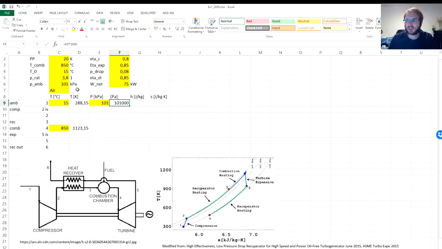Now, what can we do next? We have the pressure at the point 1, and we have the pressure ratio of the compressor, 3.8. So that means that after the compressor the pressure will be 3.8 times higher. So the pressure at the point 2, isentropic or real, is the pressure at point 1 multiplied by 3.8.